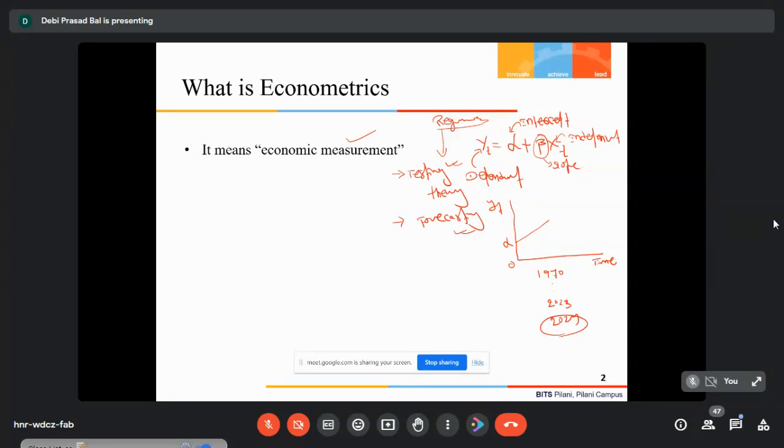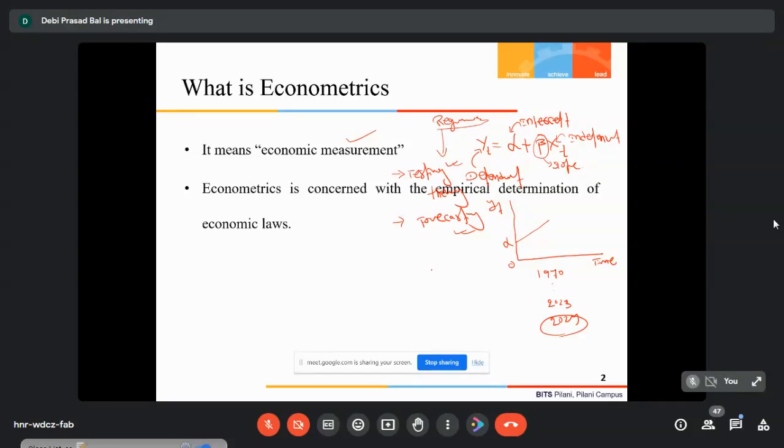Sir, excuse me. Yes, please. I can understand how for forecasting we can use linear regression, but for testing, can you give an example, please? Very nice. I can understand forecasting. Yes, fine. Testing of theories.